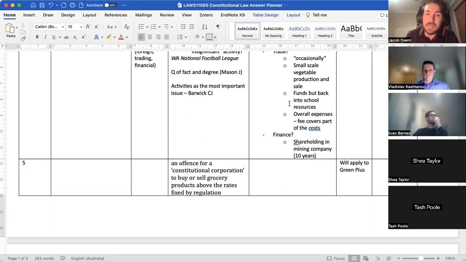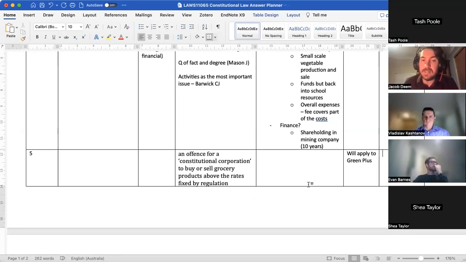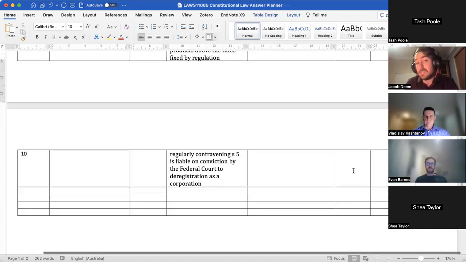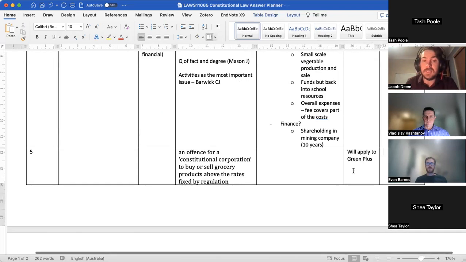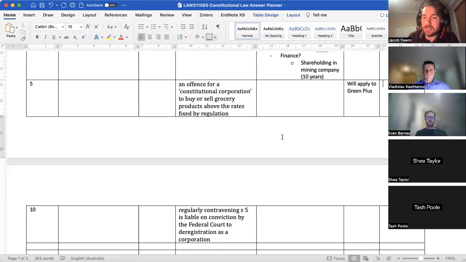Or you argue that they're not a trading corporation, but the financial elements, I think, probably still are going to be an issue, and they're more likely to be found to be a financial corporation, in which case, same thing. They're a constitutional corporation. That means that Section 5 applies, and that means that Section 10 applies, and they'll be at risk of deregistration. Tash, did we manage to get to answer your question or not?